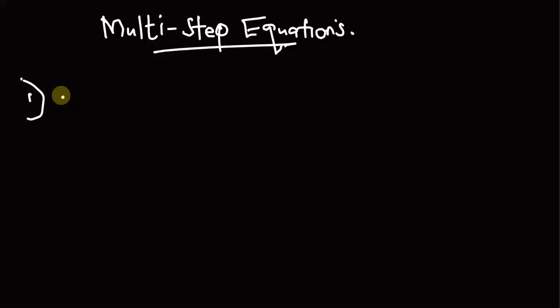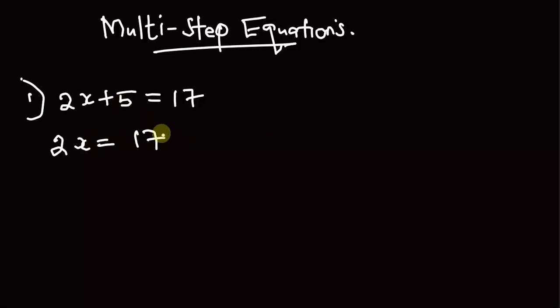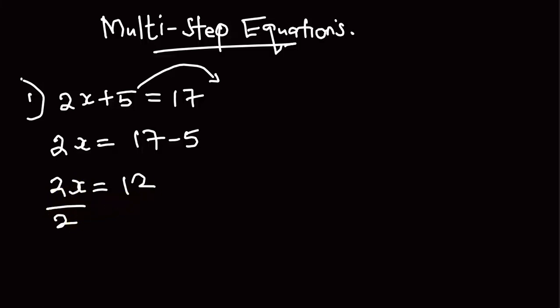Example 1, 2x plus 5 is equal to 17. To get the value of x, we're going to have 2x is equal to 17 minus 5, after we have taken 5 to the other side. Therefore, we'll have 2x is equal to 17 minus 5, which is 12. To get x, we divide both sides by 2. After simplifying, the value of x will be 6.